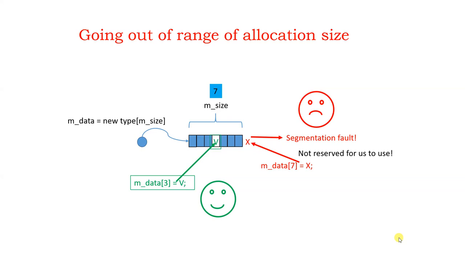It will not prevent you from going over the size of the thing. It will not do any kind of prevention like that. Therefore, most of the time when you do dynamic memory allocation, you need a separate variable to keep the size, to know how many things you allocated, so you can check.